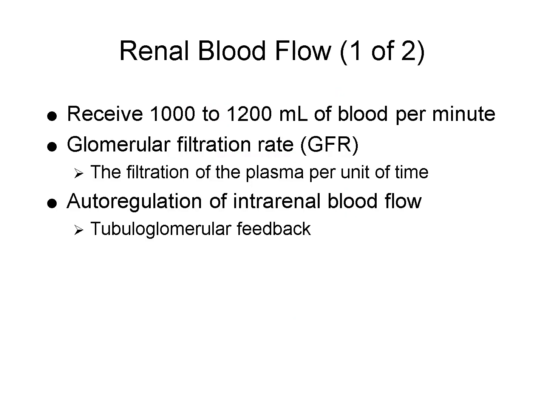The kidneys receive approximately 1,000 to 1,200 milliliters of blood per minute, an enormous volume relative to their size. Glomerular filtration rate, or GFR, is the rate at which plasma is filtered through the glomeruli. The kidney maintains stable blood flow through autoregulation and tubuloglomerular feedback. These mechanisms protect the kidneys from damage due to fluctuating blood pressure.